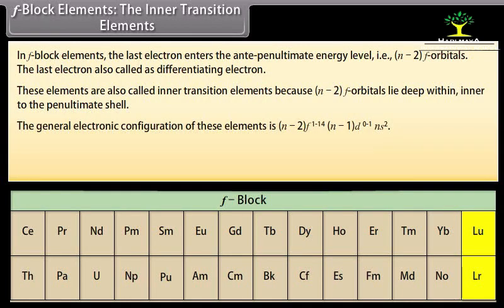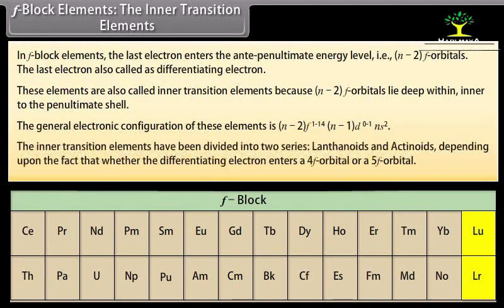The general electronic configuration of these elements is (n-2)f1 to 14, (n-1)d0 to 1, ns2. The inner transition elements have been divided into two series, Lanthanoids and Actinoids, depending upon whether the differentiating electron enters a 4f orbital or a 5f orbital.